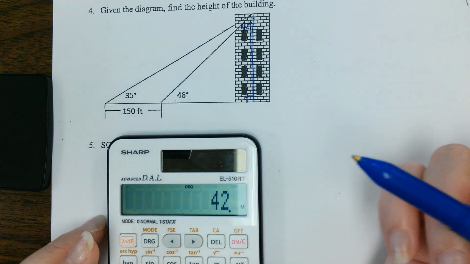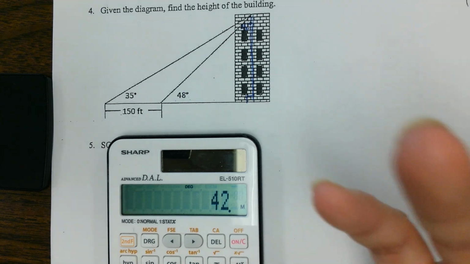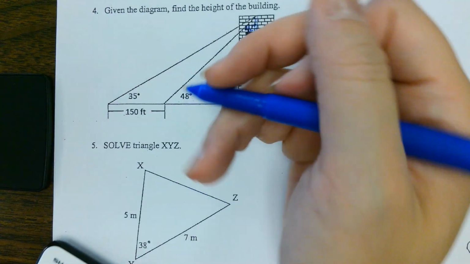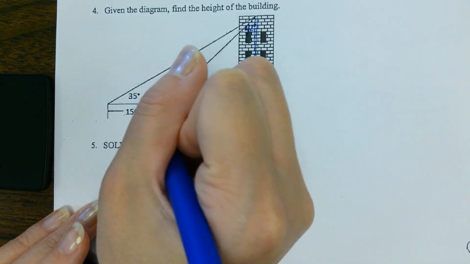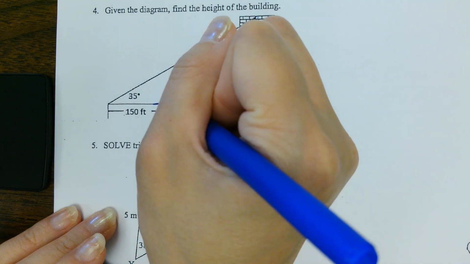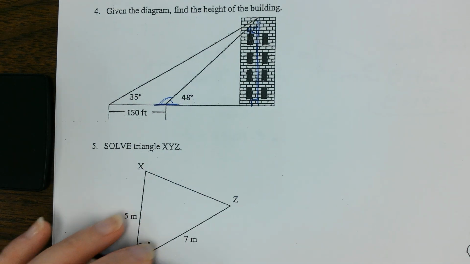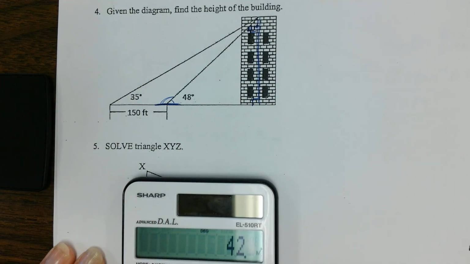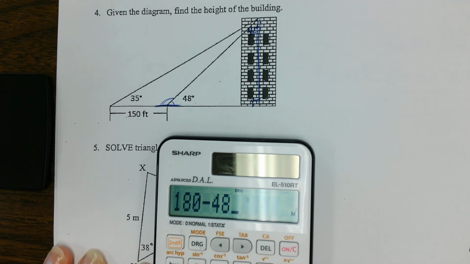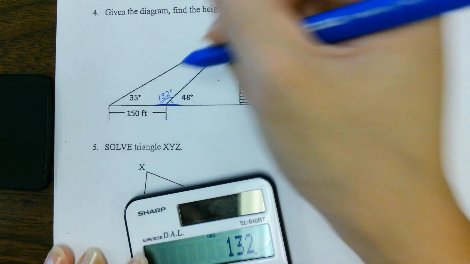And then after that, you're thinking, oh, what else do I know? Two angles doesn't help me do anything. Well, don't forget, this is a straight line. Supplementary angle. So if I know that this is 48, how do I figure out what this side is? Supplementary angle, so 180 minus 48, you get 132. So this is 132 degrees right here.